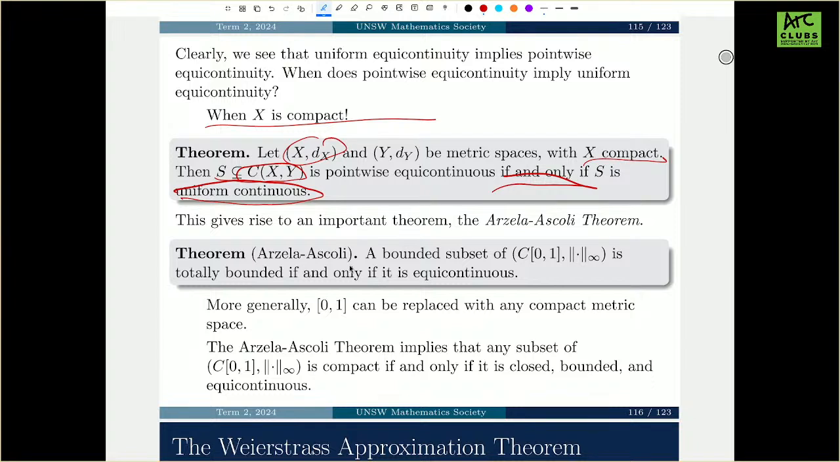And we also have this Arzelà-Ascoli theorem. So a bounded subset of continuous functions on [0,1] with the supremum norm is totally bounded if and only if it is equicontinuous. And apparently this holds for any compact metric space, not just [0,1]. Okay, so this theorem implies that a subset of continuous functions here is compact if and only if it's closed, bounded, and equicontinuous.